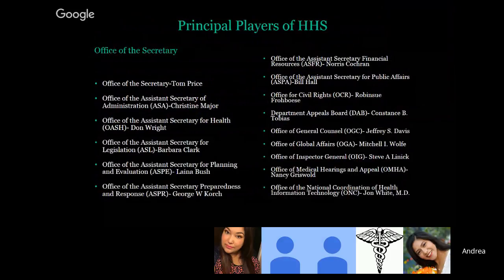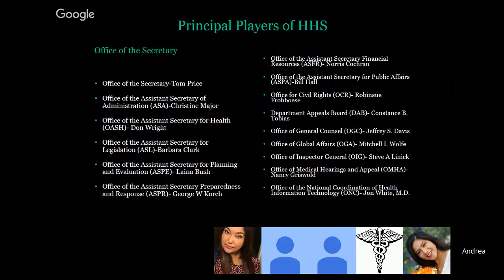All right, so I looked up the principal players of the organization. If you look back at the organization chart, it would have split into two different sides. One side was the Office of the Secretary, and this page has all the names of them. Like they were saying, the Office of the Secretary was Tom Price, and then I'll just read through them real quick. The ASA, Office of the Assistant Secretary of Administration, was Christine Major.